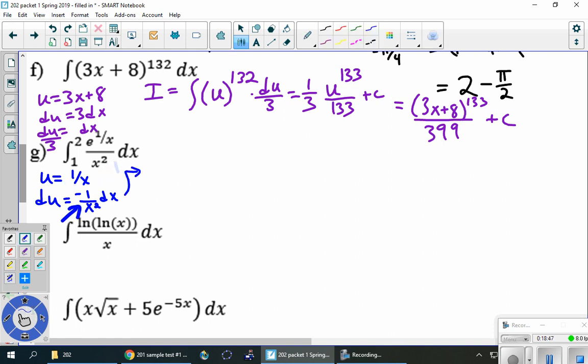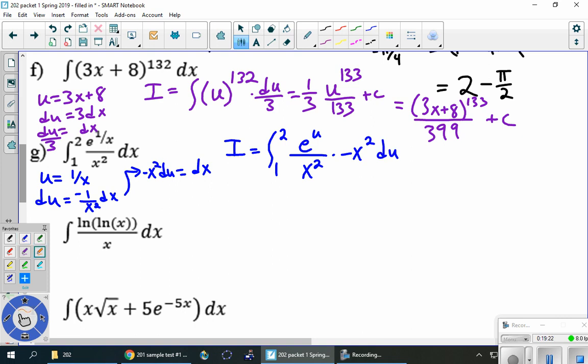Okay, so we'll solve this for dx, as is our technique. So we'll multiply both sides by negative x squared. So we go negative x squared du. So the original integral becomes integral 1 to 2, that might be a lie, e to the 1 over x. So that becomes e to the u. Over x squared, we're going to copy. The dx becomes what we just said. It's a negative x squared du.